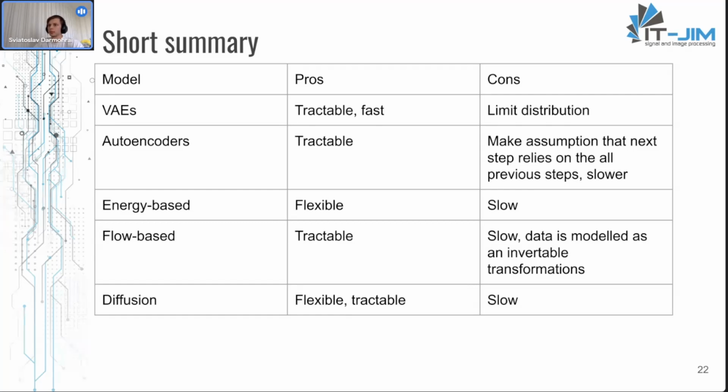About diffusion models, they are flexible and can be tractable, but they are also slow, though this is solvable with newer, better samplers. So I guess that is all.